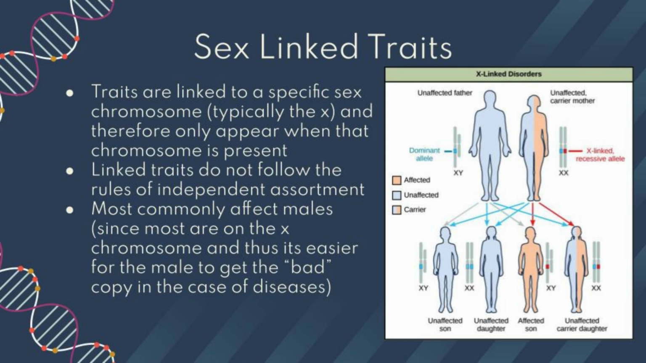Another thing we'll often see is sex-linked traits. This is where they can be linked to a specific chromosome, and typically they're linked to the X chromosome. Not always, but often. And so they'll only appear when that chromosome is present. However, these linked traits don't follow the rules of independent assortment because they are linked to the X. So if it were linked to a Y, for instance, then it would never be something that a female could have, right? Because it would only pass along with the Y chromosome.